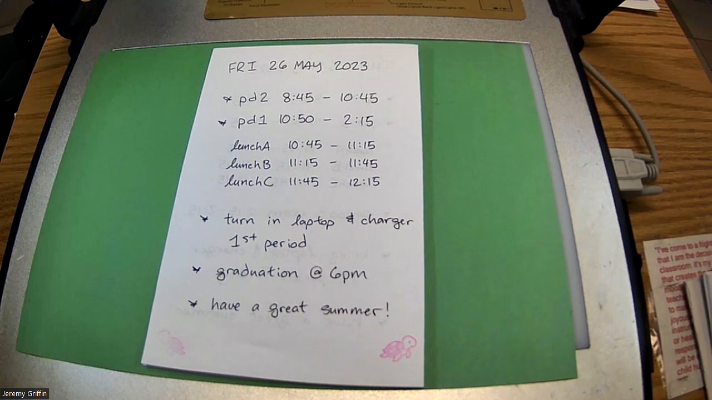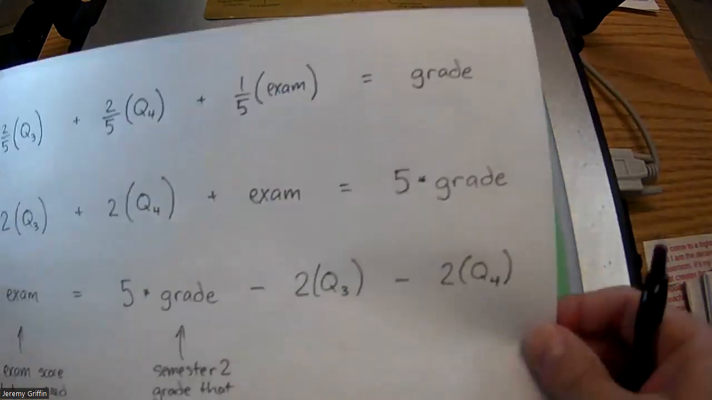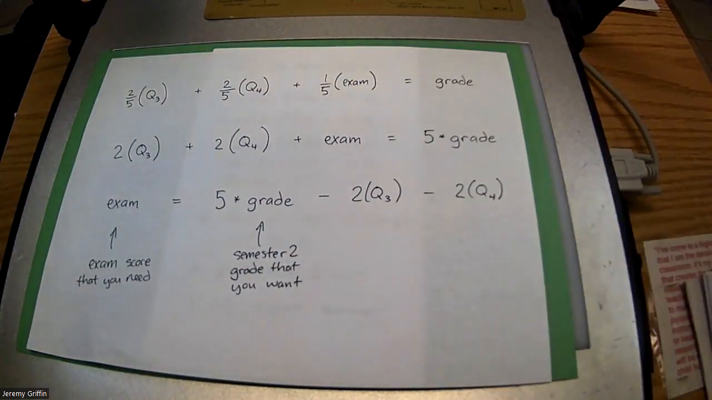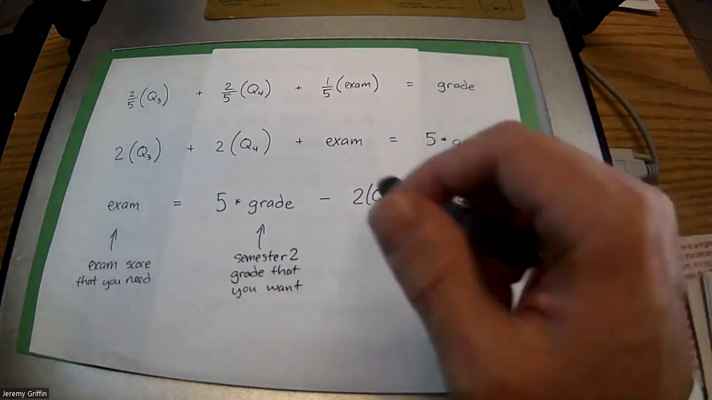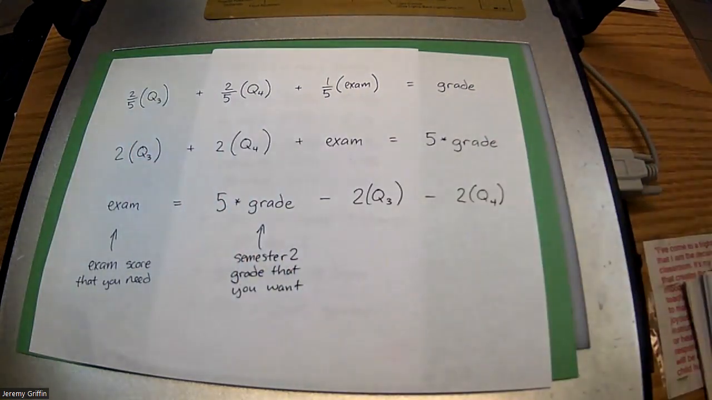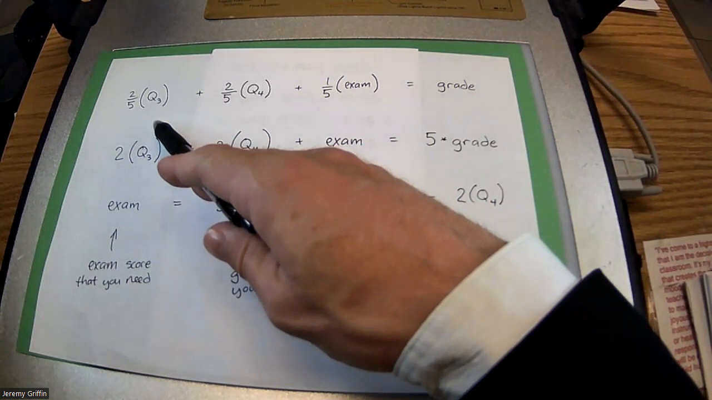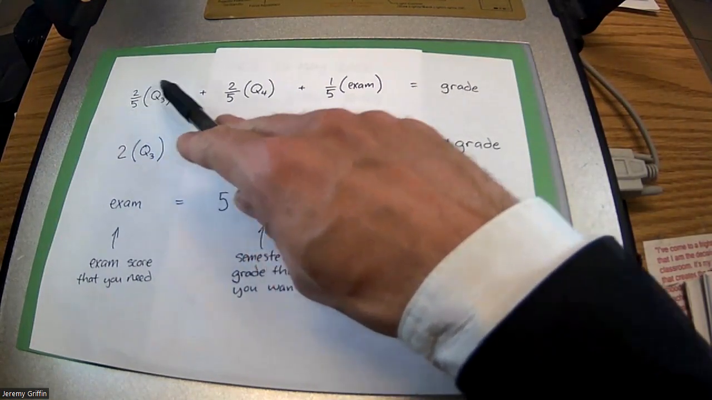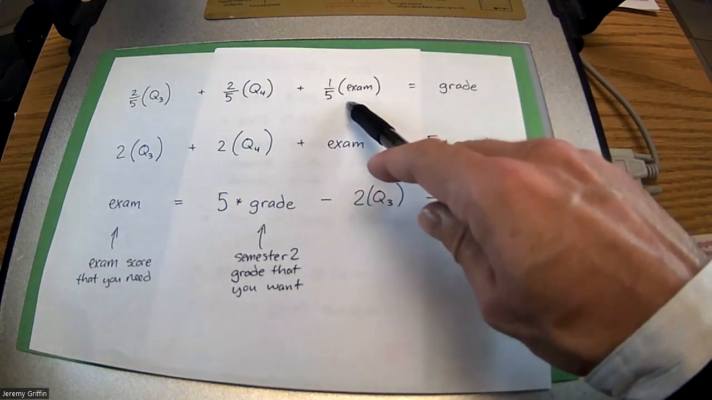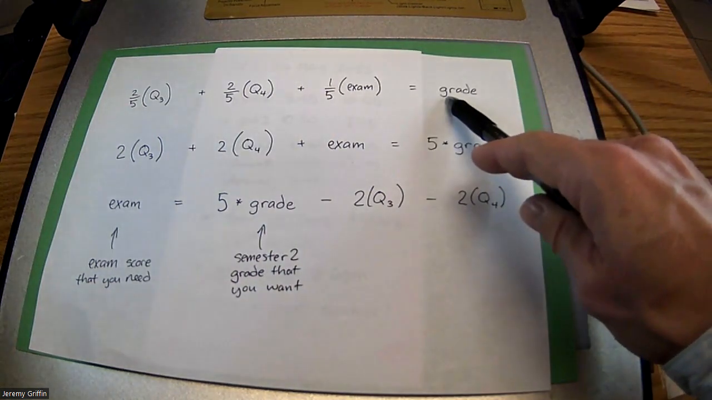So, stuff about the exam. One question I've gotten is, how do you calculate your overall grade for the class, or if you're targeting a certain grade, how do you know what you have to score on the exam? This should be universal, true for all your classes. Remember, this is only for semester 2, so nothing from semester 1 counts towards your semester 2 grade. You take 40% or 2/5 of your quarter 3 grade, 40% of your quarter 4, and 20% of the exam. Add that up, and that adds up to your overall grade.